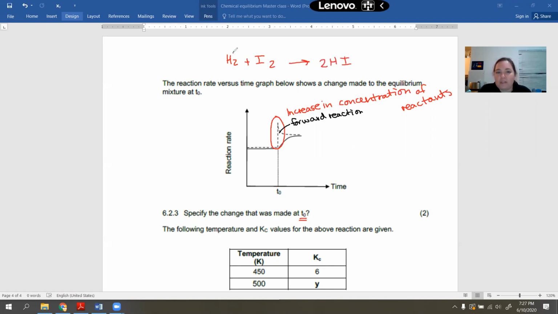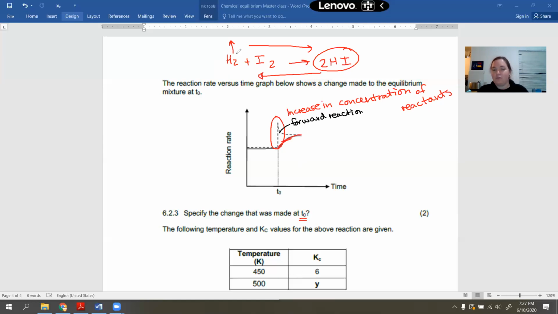If we've increased the concentration of either one of these or both of these, it'll favor the forward reaction, which will produce more hydrogen iodide. As we produce more hydrogen iodide, there's more hydrogen iodide to react in the reverse reaction and produce our starting materials. So that's why that reaction follows, but there's a bit of a time lag to when it happens.